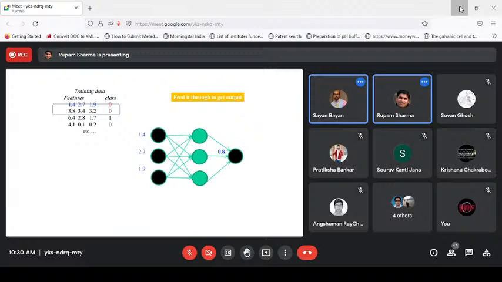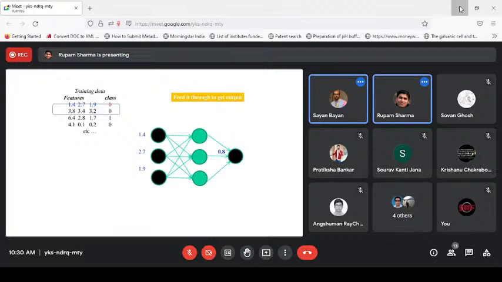And your input is 1.4, 2.7 and 1.9. You are expecting that when you give this input to your neural network, it should give an output of 0, because I am assuming that my neural network has already learned, or maybe it is still learning. So I expect an output of 0, but I found that it gave me an output of 0.8. That means I get an error value of 0.8. Why? Because the actual output is 0, but the obtained output is 0.8. So 0.8 minus 0, you get an error of 0.8.